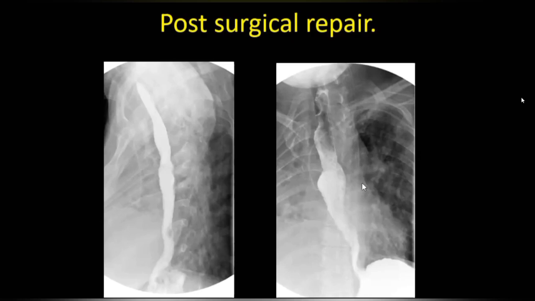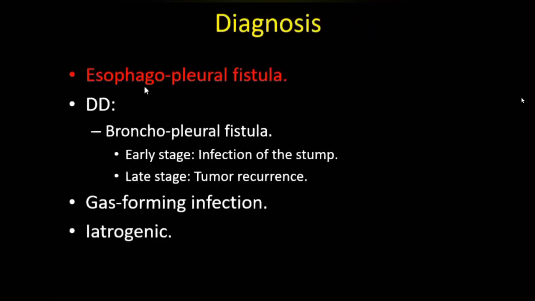So basically, this was a case of esophagopleural fistula. This is extremely rare. This is the only case I've seen in my practice. Normally, when you see air after surgery within the pleural space, most commonly it's iatrogenic, related to the insertion of a pigtail catheter, etc., or pleural tapping. It might be related to gas-forming infection or due to bronchopleural fistula.